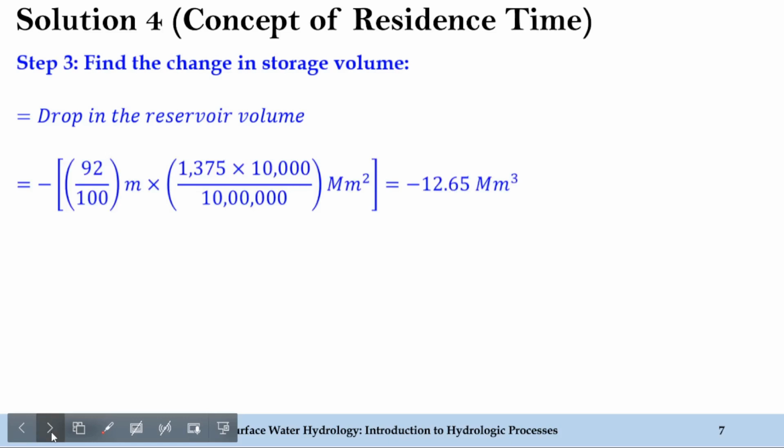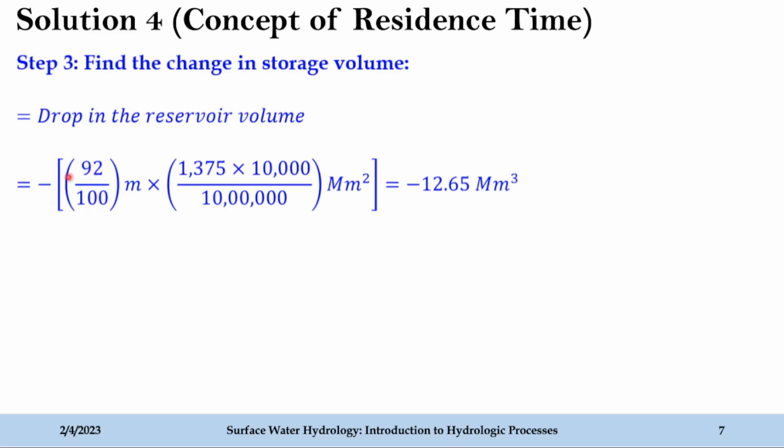Firstly, since there is a word drop, which indicates that there is a decrease in the volume of the water in the reservoir, technically we will be putting a minus sign in this equation. So this minus sign is indicative that the water volume in the reservoir is declining, and that's why this minus sign is required at this point.